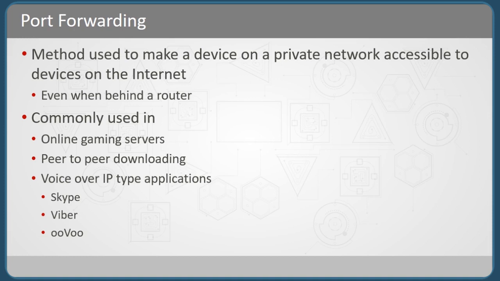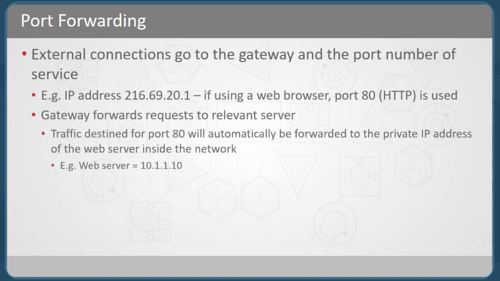In port forwarding, you essentially just set up rules that are more so based on the application and/or their default protocols. So to give you a better idea of what that looks like, if I have an external connection that will go to a gateway, and specify the port number of the appropriate service, then the port forwarding rule handles this automatically.